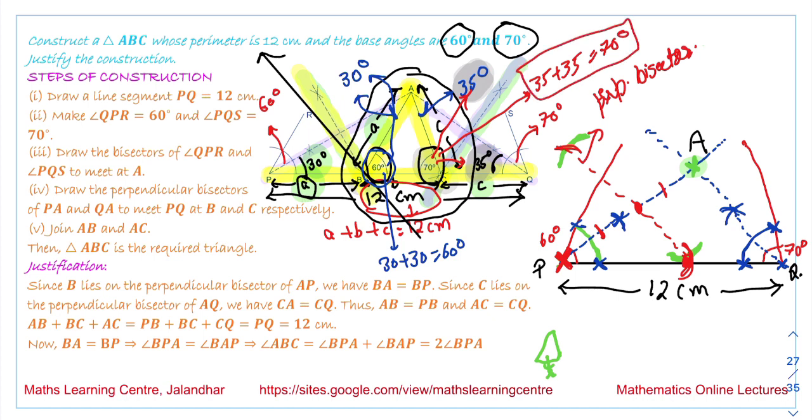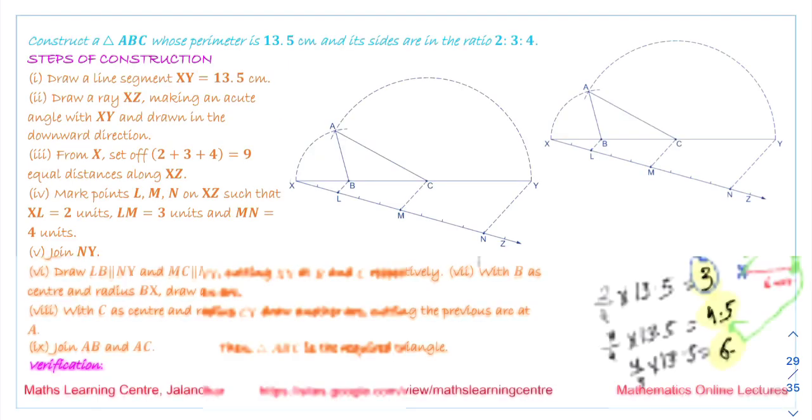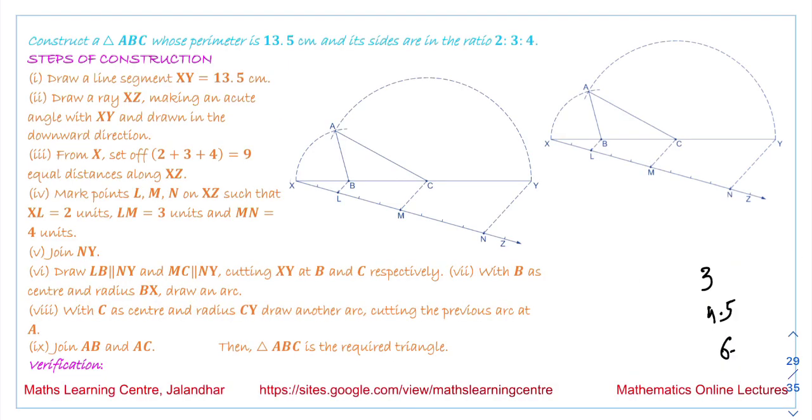So we get this triangle ABC, the sum of whose sides is 12 centimeter, and of these 2 angles, this angle is 60 degree and this angle is 70 degrees. Next we have to construct a triangle ABC whose perimeter is 13.5 centimeter and its sides are in the ratio 2:3:4. So if the perimeter is 13.5 centimeter, we can measure the length of the sides now.